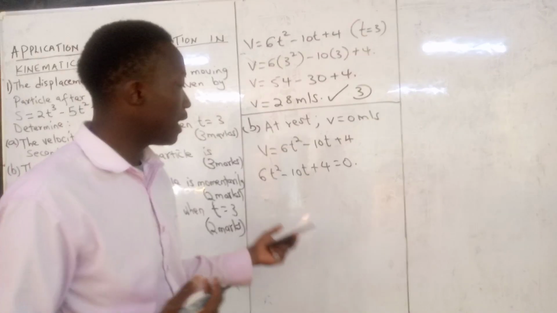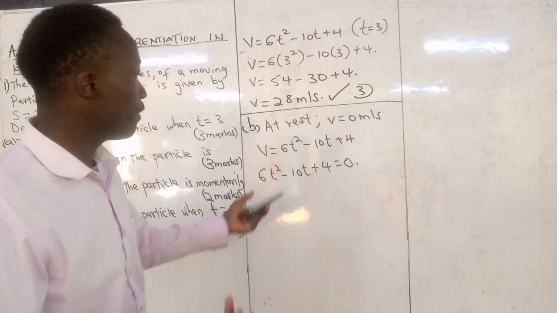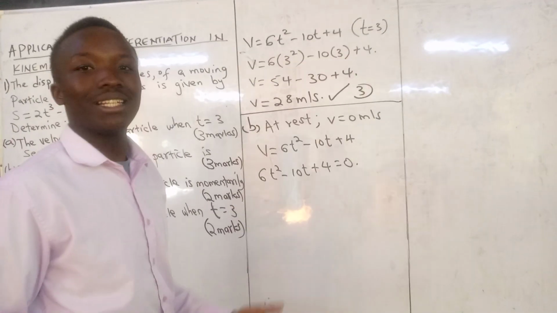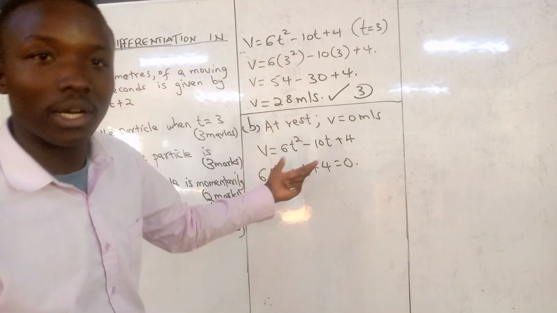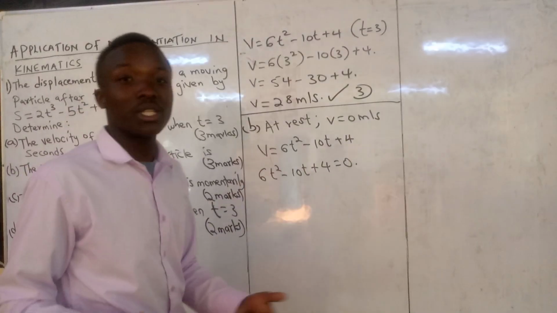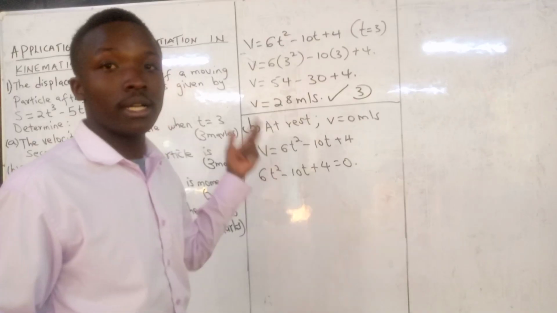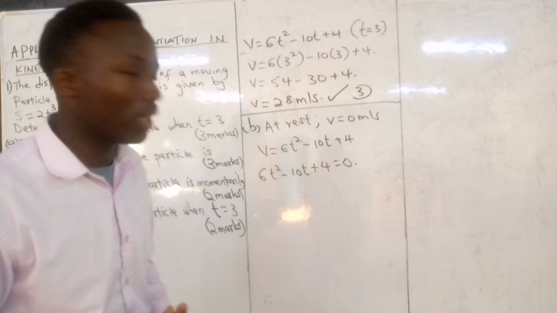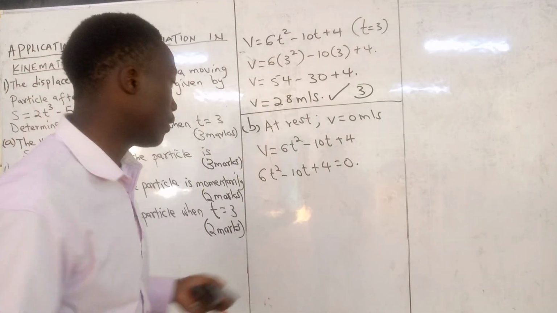Back in Form 2, I know you have been taught about solving quadratic equations. You can solve this using matrix. You can solve this using quadratic factorization. You can also solve it using the completing the square method. You can solve it also using the quadratic formula method. But I would opt we use the quadratic factorization method.